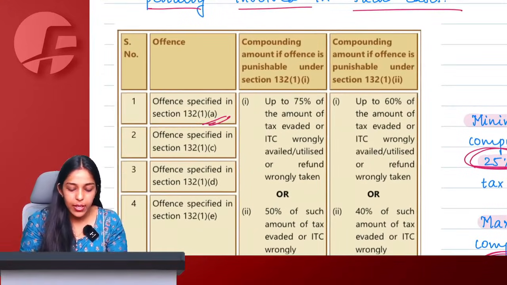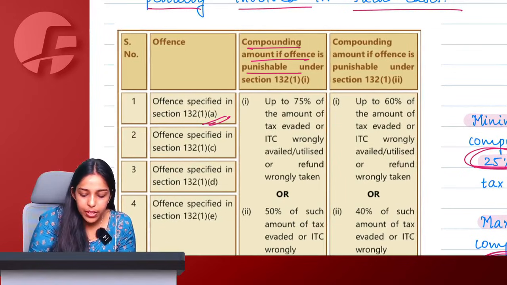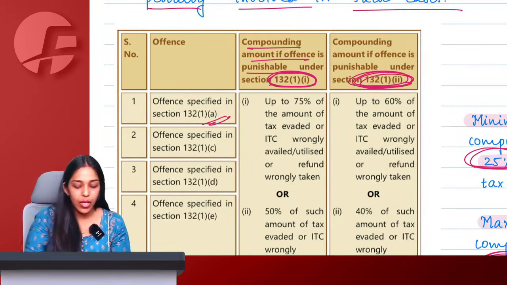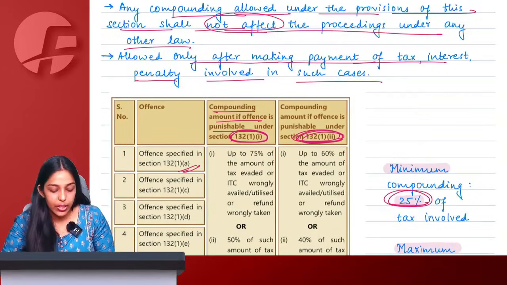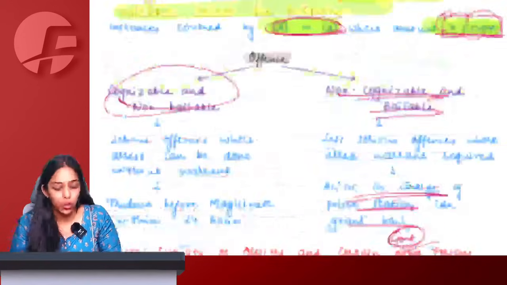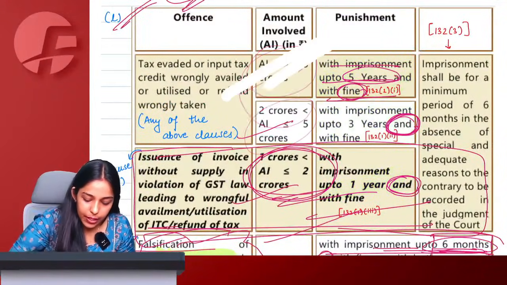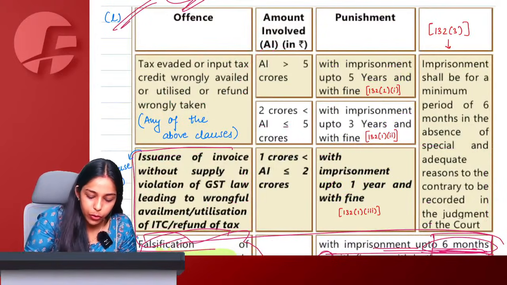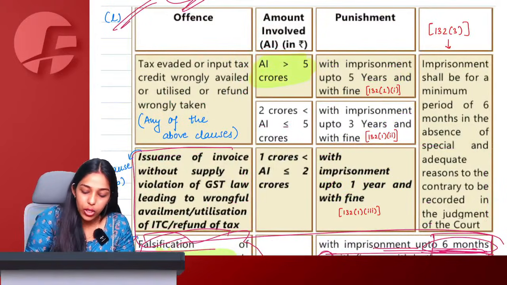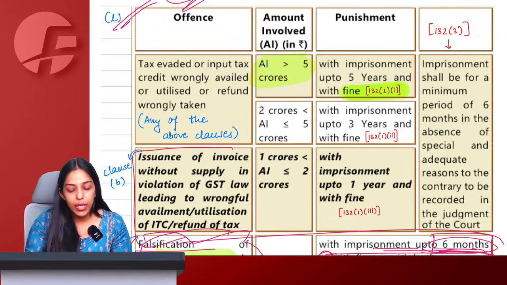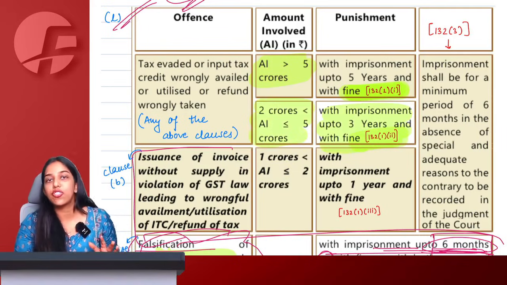So we are saying that if the offence is punishable under 132(1)(i) or 132(1)(ii), how are we going to find out whether it is 132(1)(i) or (ii)? Now see here. If the amount is greater than 5 crore, then it falls under 132(1)(i). If the amount is greater than 2 crore but up to 5 crore, then it falls under 132(1)(ii). I have written all the section numbers.